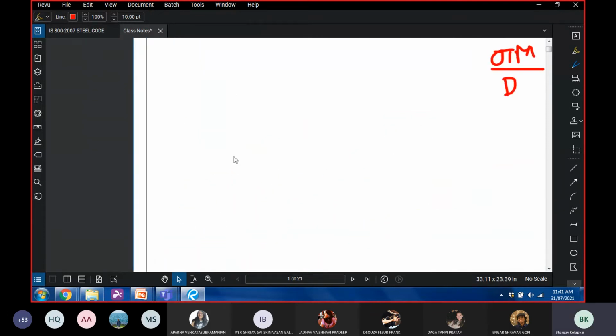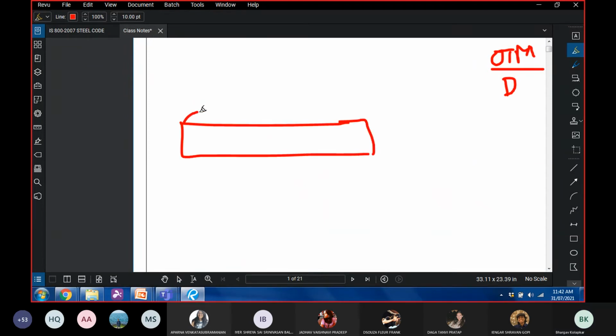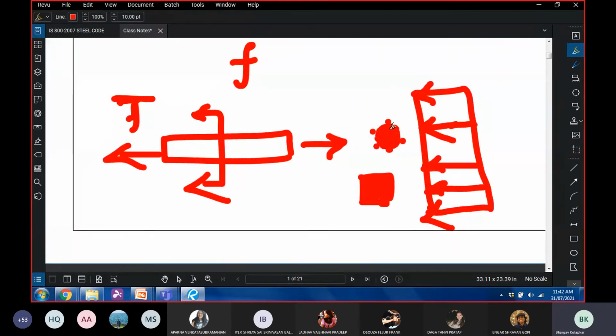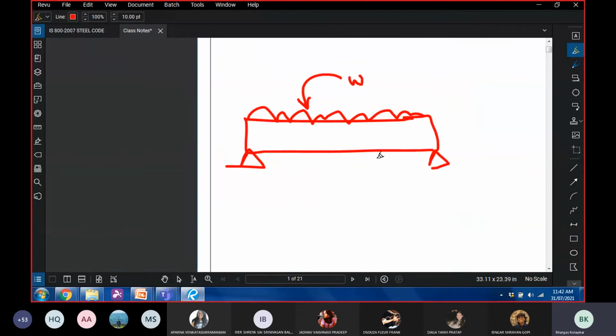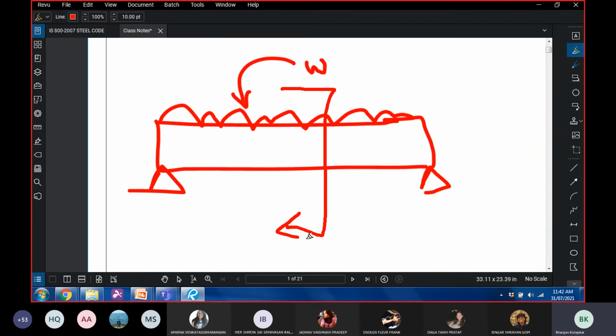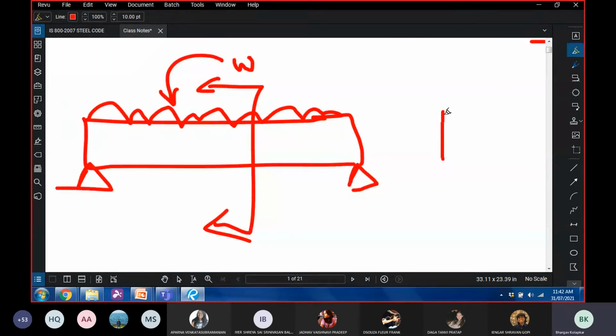Now, if we talk about a beam, let us say this is a beam, and there's a UDL on this beam, with support conditions here. Now, I want to know, because of this transverse loading, what is the type of stress that is developed in this material? Here it was straightforward, tension member, direct stress, which is uniform throughout the section. But it is not the case here. So if I take a section here, this is my section. Firstly, I have to understand the nature of the force.